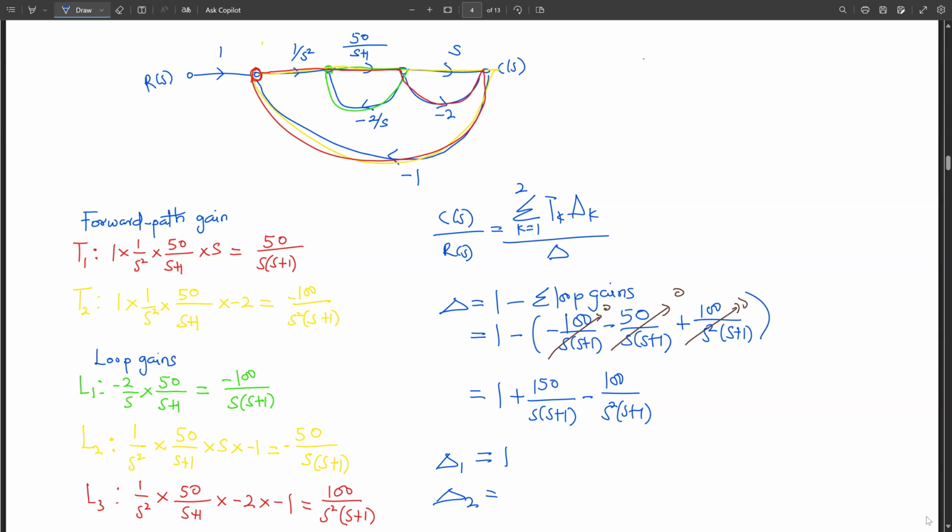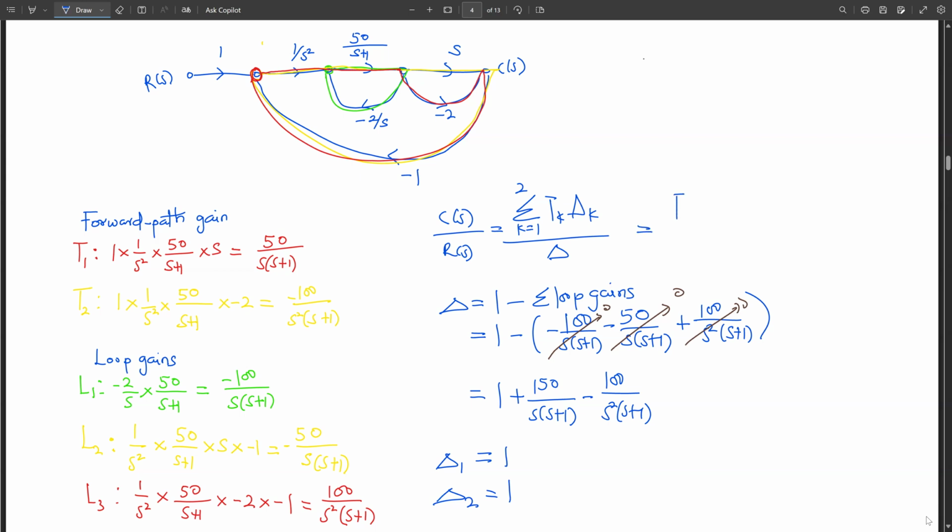Then it goes to there, right? And then any loop that shares a common node with the second forward path, we actually take out. Now, from what you've listened to so far, everything touches the second forward path, so every loop goes away. So we have 1.